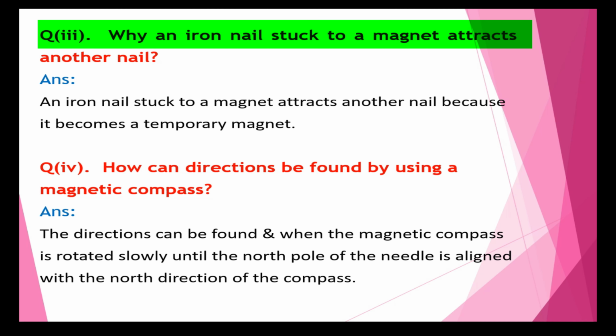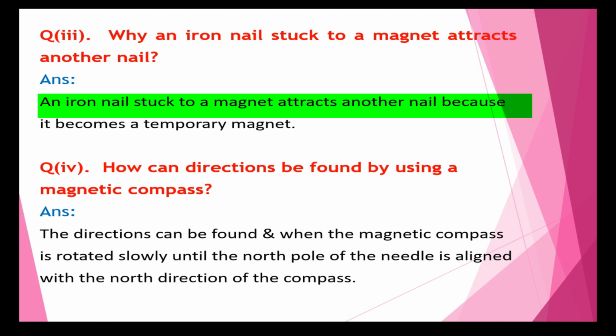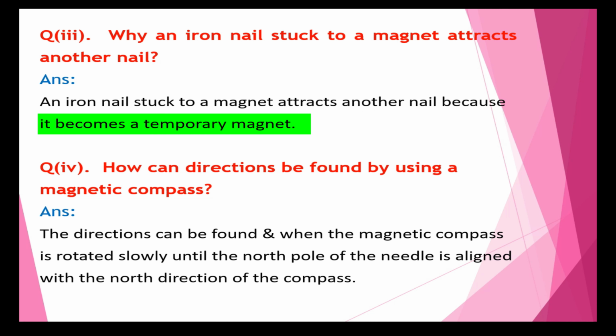Question number 3. Why does an iron nail stuck to a magnet attract another nail? Answer. An iron nail stuck to a magnet attracts another nail because it becomes a temporary magnet.